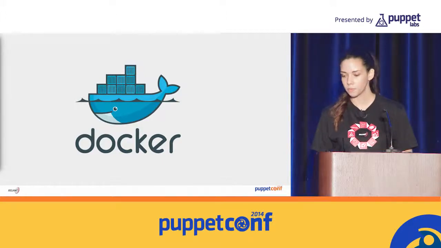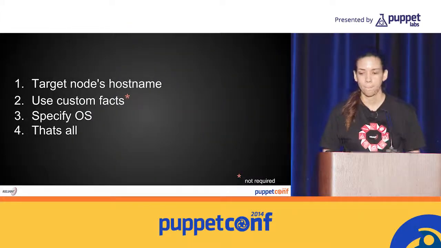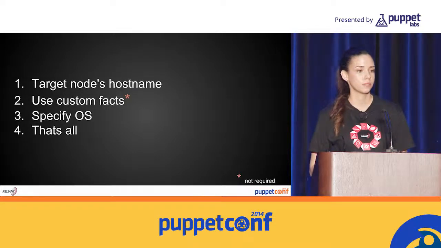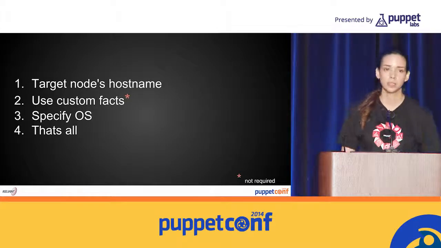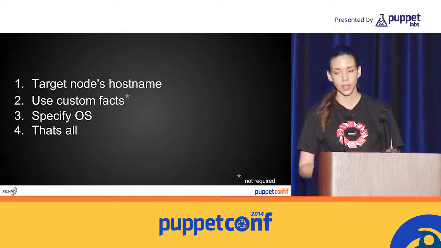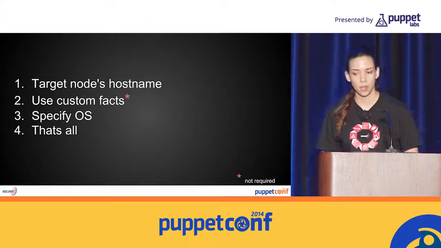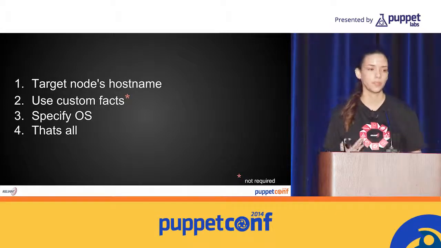So to use it with Mustique, we have basically 4 steps. You have to know the node's hostname that you want to create so that the Puppet master will know to which node it's going to apply the manifest. You can set a custom set of facts for that node, and you have to specify the operating system for it. For now, we just support Debian and Ubuntu, but it's still a work in progress. And that's it.